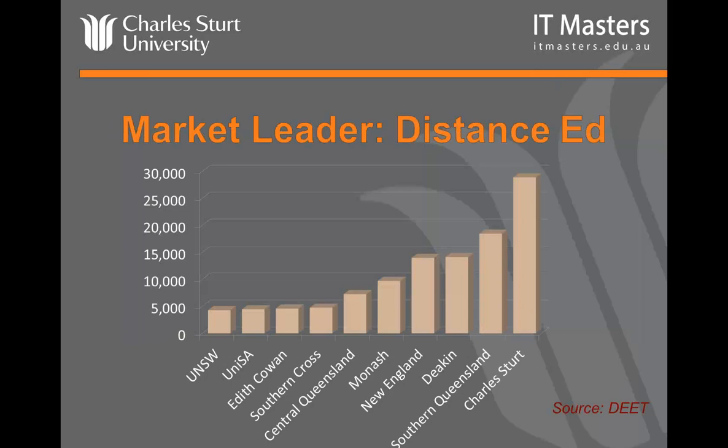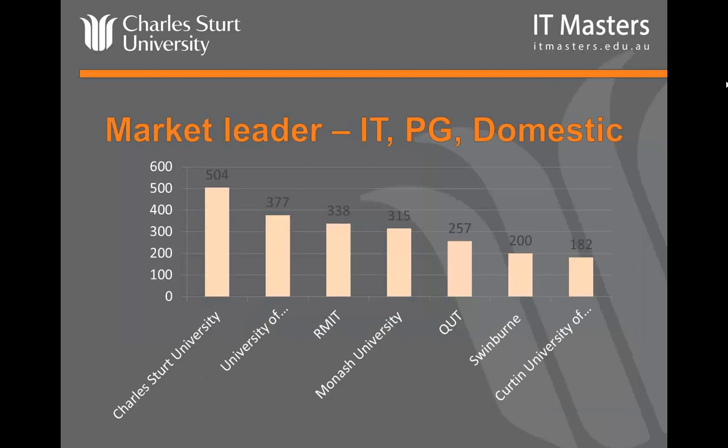So just moving to CSU and where we slot into the overall numbers of postgraduate students. Postgraduate means masters or above, essentially graduate certificate, masters. So in terms of other universities within the sector, when you look at IT postgraduate courses, again, Charles Sturt University is a long way ahead in terms of number of enrolments. That's just a snapshot from 1 year.